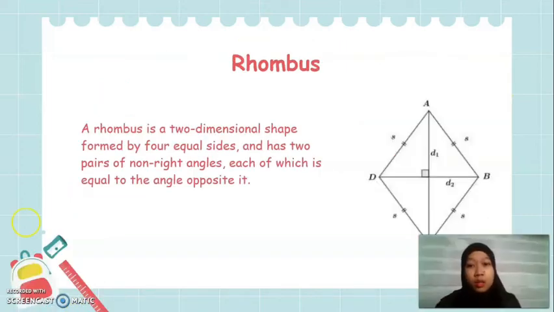The next is rhombus. A rhombus is a two-dimensional shape formed by four equal sides and has two pairs of non-right angles, each of which is equal to the angle opposite it.